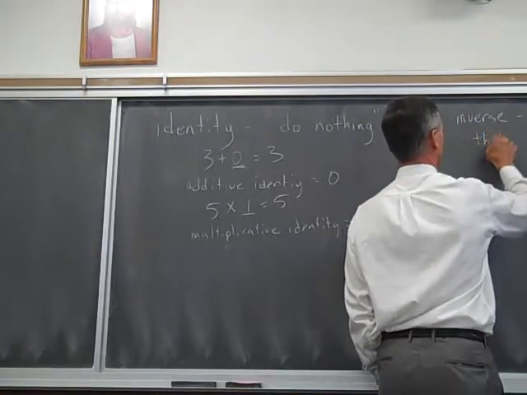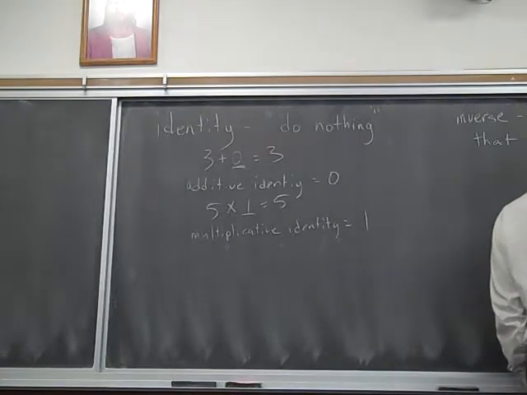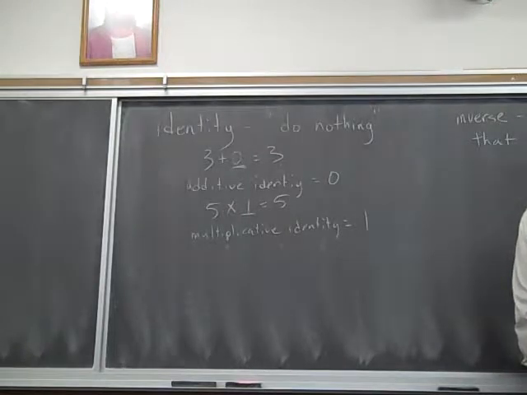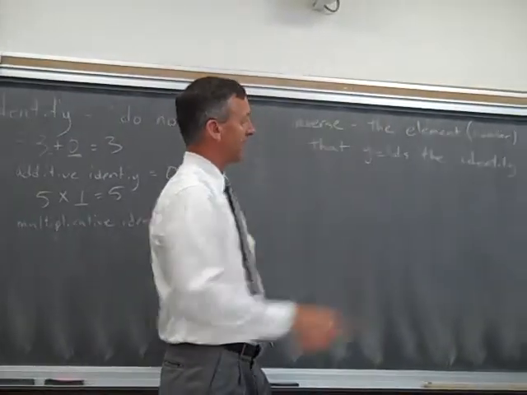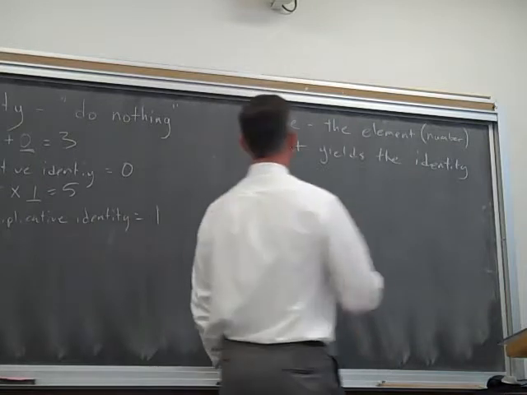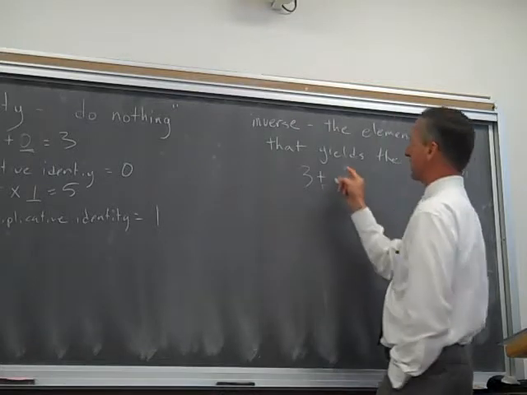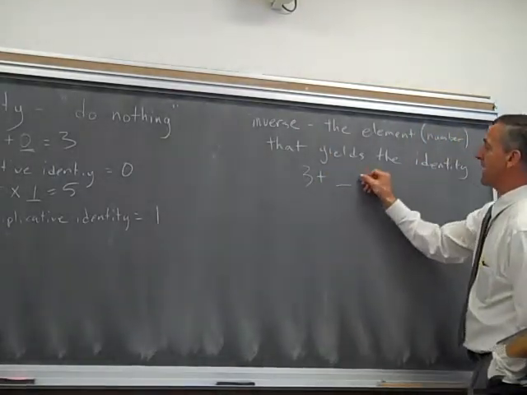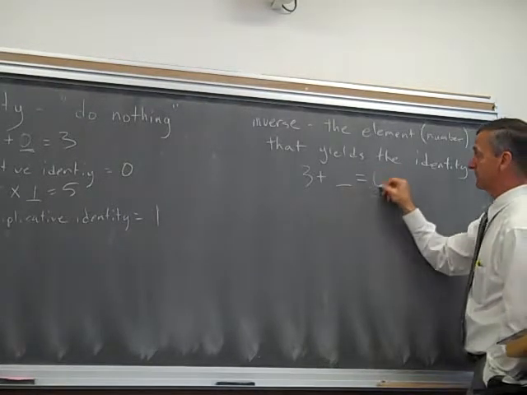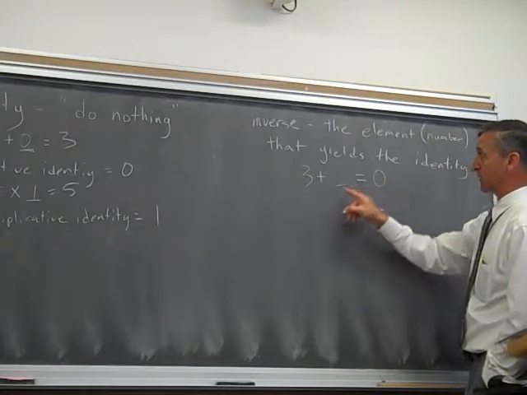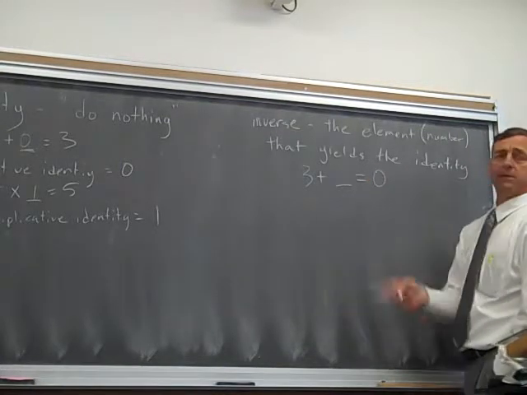The element that yields the identity. That's our definition. The number that gives us, that equals the identity. So, if I'm looking for, let's just use 3 again, 3 plus something. I'm looking for its inverse. The inverse will be the number that gives us the identity. What's the identity? 0. The additive identity is 0, so the inverse would be the number that would give us that. What number goes in the blank?